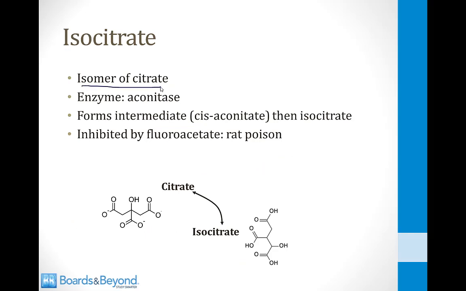Isocitrate is an isomer of citrate. That's how it gets its name. It has the same chemical structure. The molecules are just arranged differently around the carbon skeleton. You can see that this OH group is attached to the central carbon in citrate, and it's moved down one carbon in isocitrate, closer to the end.